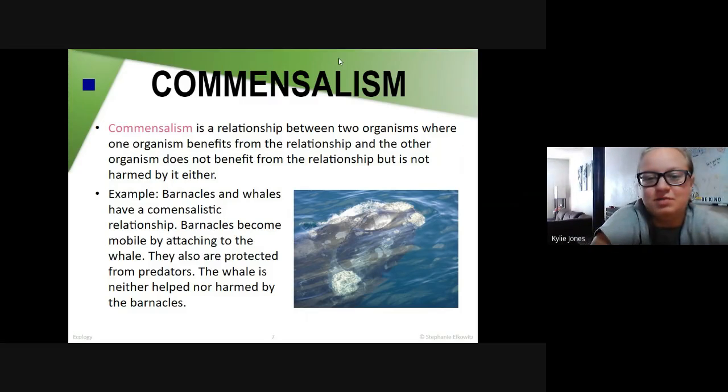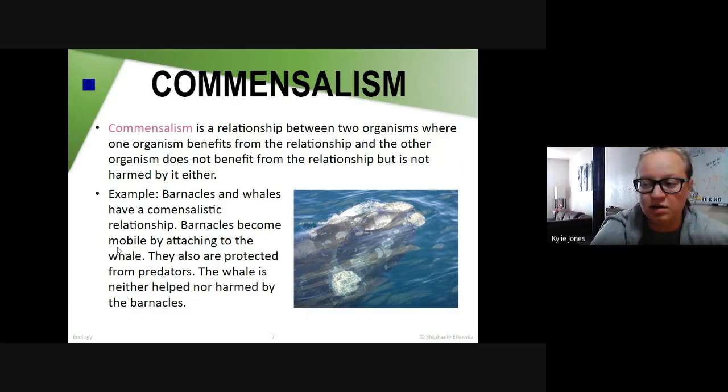Commensalism is a relationship between two organisms where one of the organisms benefits from the relationship, but the other one does not. But it's not hurt by the relationship either. One of the biggest examples is a barnacle and a whale. Barnacles become mobile, so they move by attaching to the whale. In this case, they're protected from the predators that would eat the barnacles, but the whale is not hurt by having the barnacles attached to it. They just chill there. They're safe from being eaten, and the whale just carries them places.